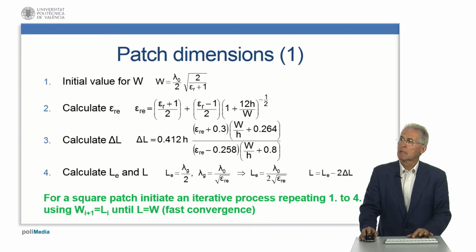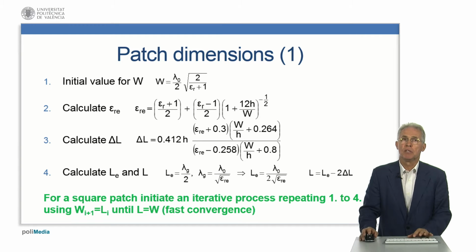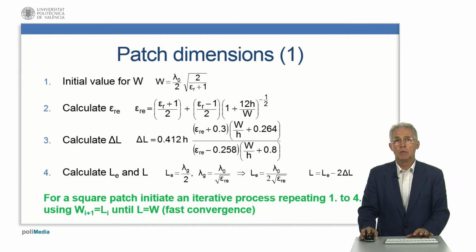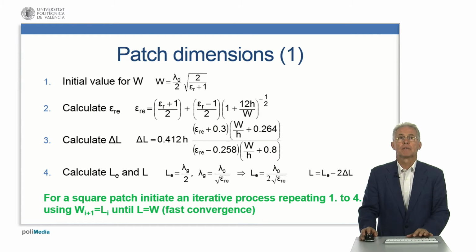For a square patch, we need to repeat this procedure. We can use an iterative process starting in step 1 and going up to step 4 and repeat it, using to initiate step 1 a width that is equal to the length obtained in step 4. After a few iterations, the convergence is reached.